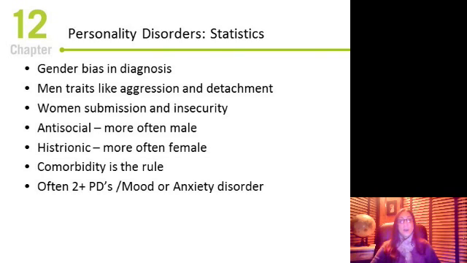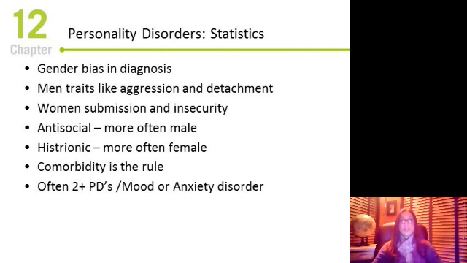So just know that just because there's a gender bias, there are also many women that probably should be labeled antisocial, but they are considered histrionic. So histrionic is more of the woman's antisocial: male histrionic is antisocial, women's antisocial is histrionic. That makes sense. Okay, so comorbidity is the rule, not the exception.